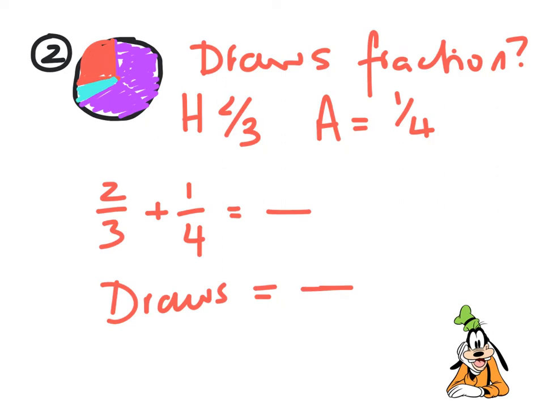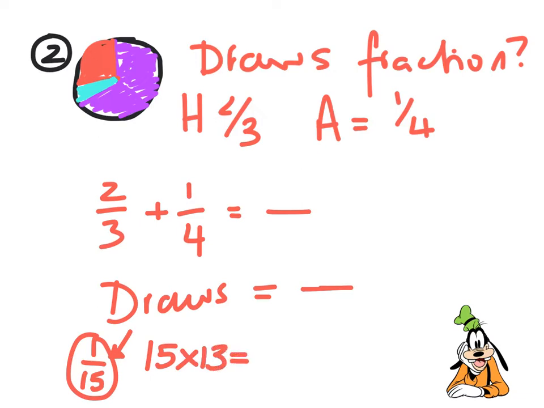Now let's just say, for example, the draws came out to be a 15th. It's not that, but just say it was. So if it was a 15th for the draws, and we know that there were 13 draws, okay, then we would know how many games were played in total, because it would be 15 lots of 13. Once we know the total number of games, we can use this fraction to work out how many were home wins. Try it.